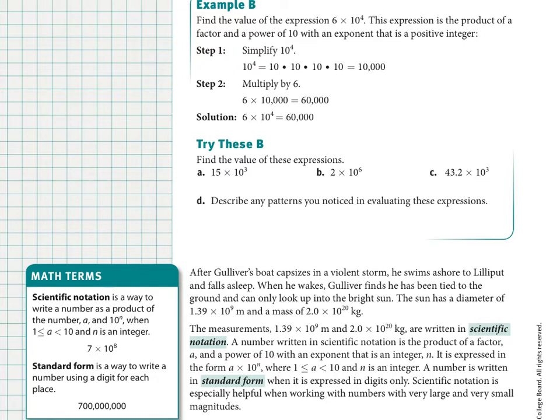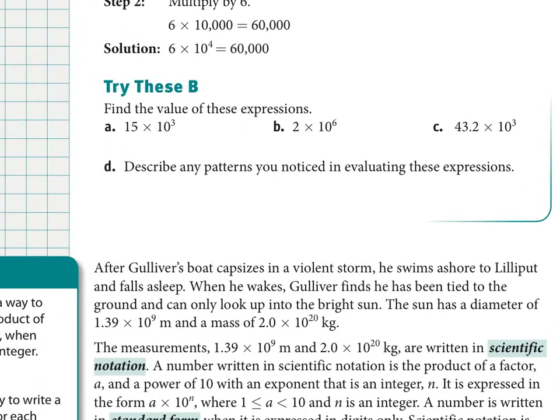Okay, here's a couple more examples I'd like to try. Let's see if we can find the value of these expressions. So 15 times 10 to the third power. Okay, so 15 right now, there's a decimal point right after the 5 there. It's 15.0. If I move the decimal point 3 places to the right, 1, 2, 3, and it's now here, and I fill zeros in, we should be able to see the answer is now 15,000.